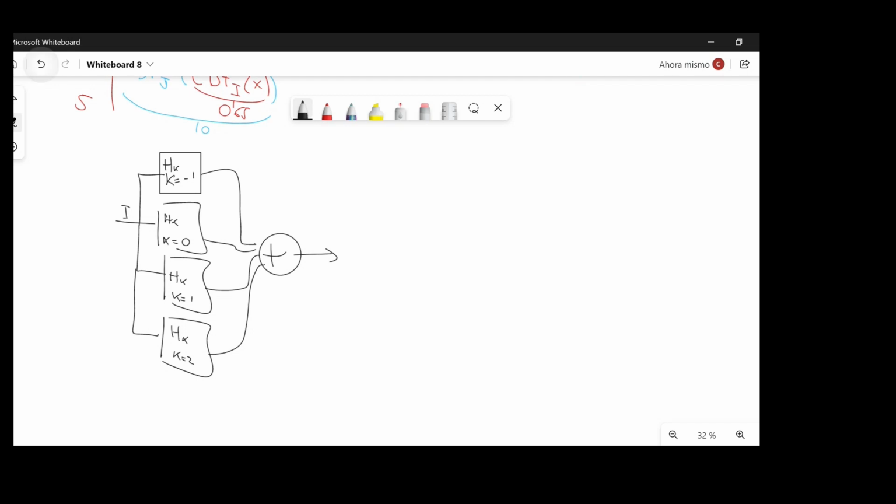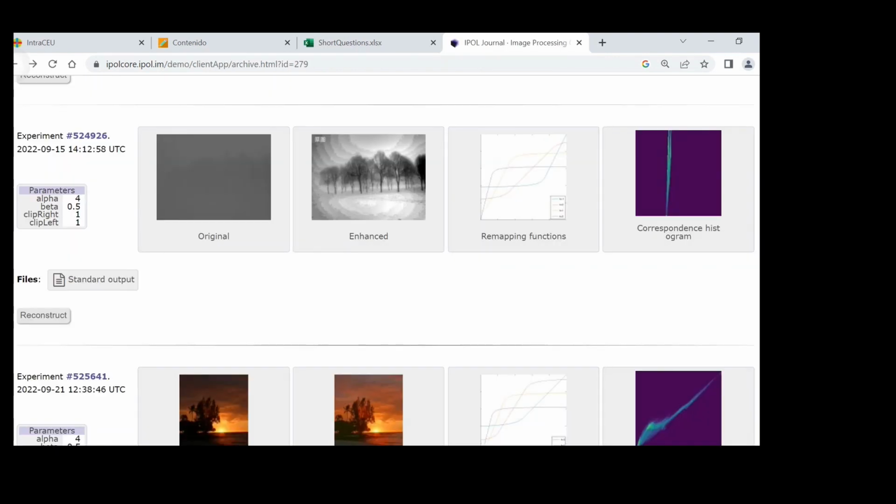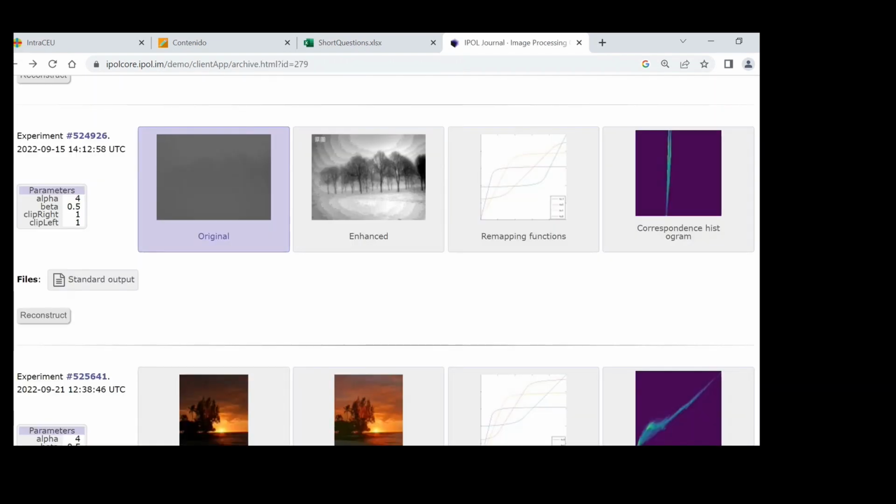And in general, they will put another system here that applies a combination of them and produces a single output, I out. But the result is really impressive. So we go from here, where we seldom see anything, to here.